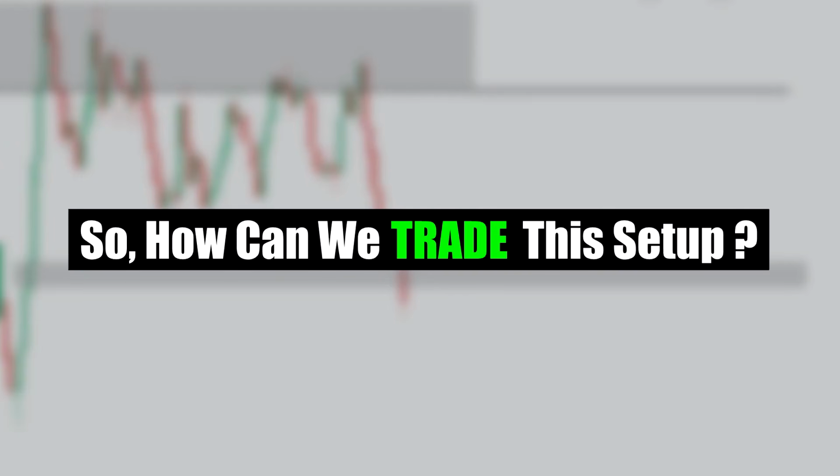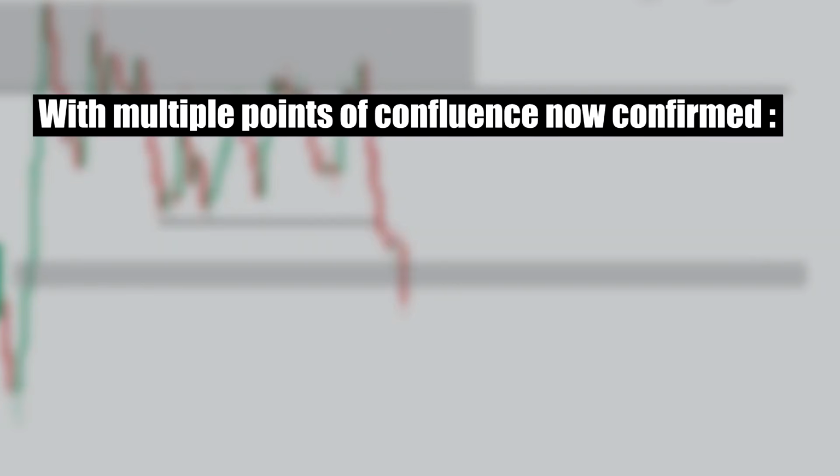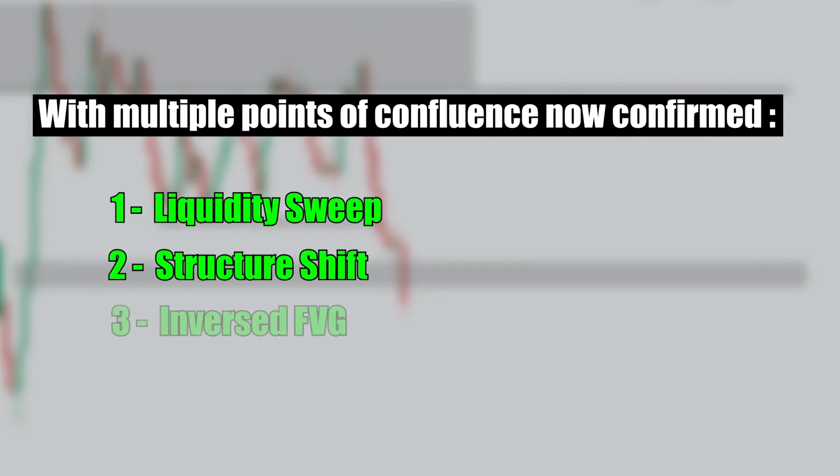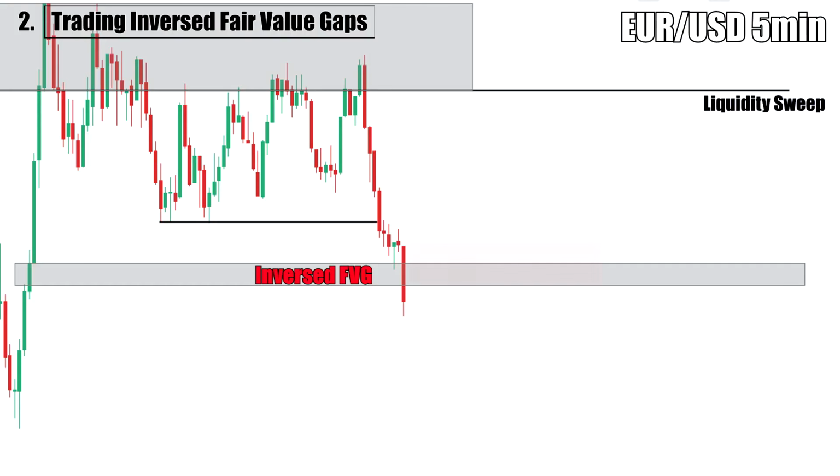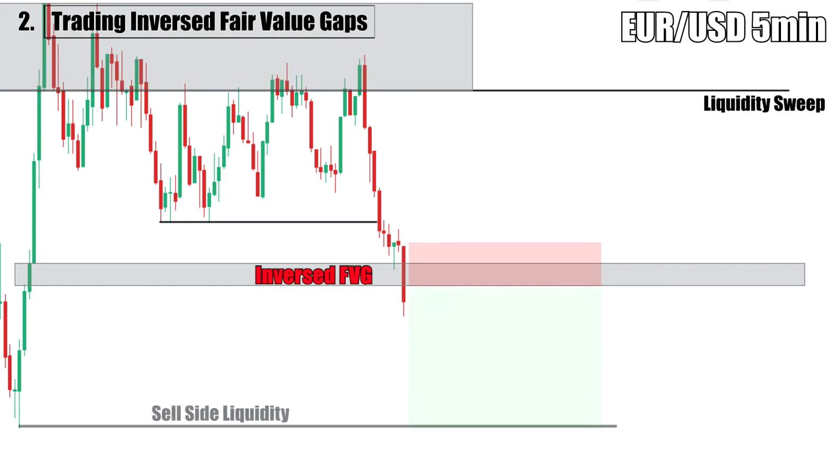So how can we trade this setup? With multiple points of confluence now confirmed, liquidity sweep, structure shift, and inversed FVG, we can prepare to enter the trade. Just place the sell limit at the lowest point of the inversed fair value gap and target the nearest sell side liquidity on the current time frame. Or go for a higher time frame liquidity pool if you're aiming for larger moves.